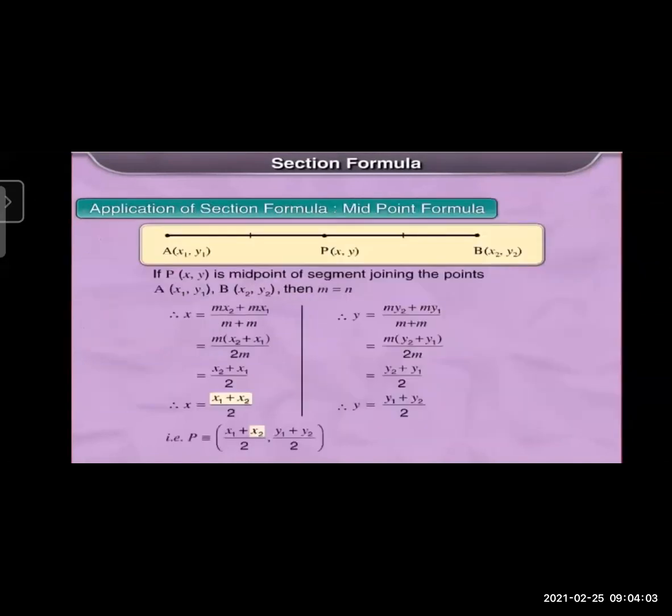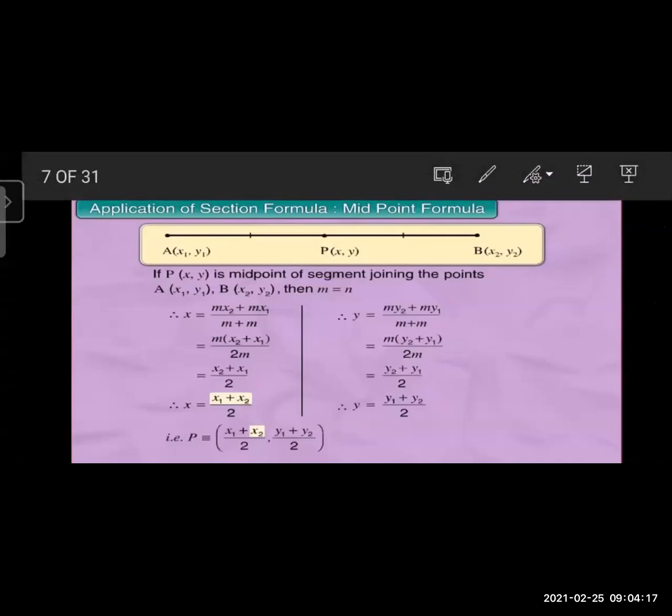Now, what are the applications of the section formula? The first application is the midpoint formula. Suppose this point P, which divides the line segment internally, is the midpoint of the line segment. So this one is the first application.